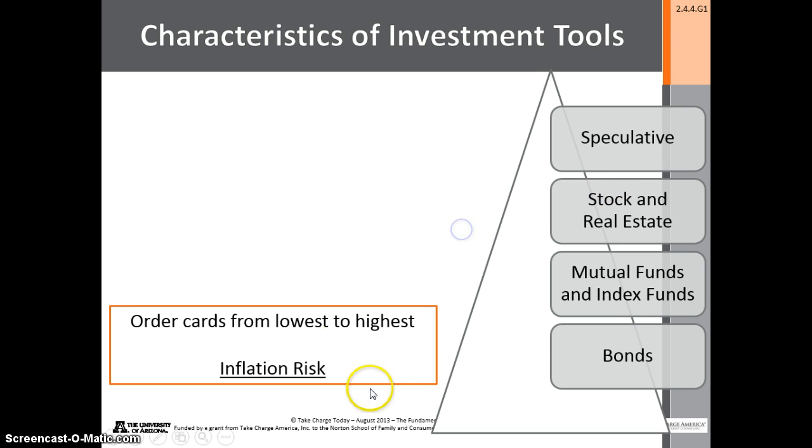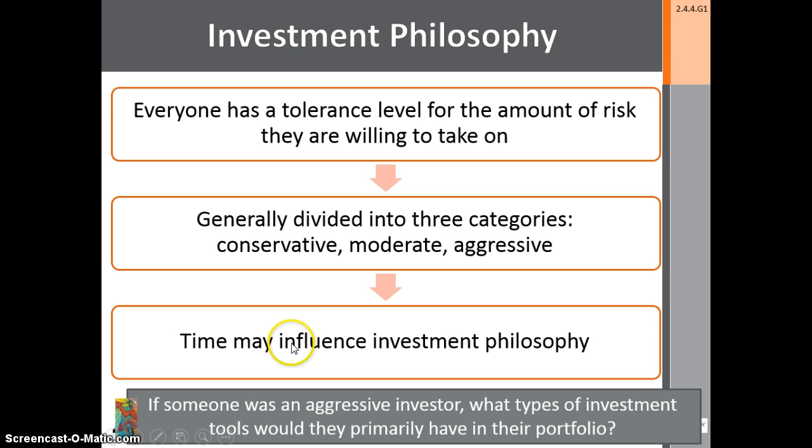Okay? If I was to put these in order from inflation risk, remember we talked about that inflation is prices being driven up by the economy typically. Which order would it be in then? The bonds are going to have the highest inflation risk because their potential for returns is the lowest, and therefore there is a greater chance their rate of return will not be higher than inflation. So it would go in reverse order here.